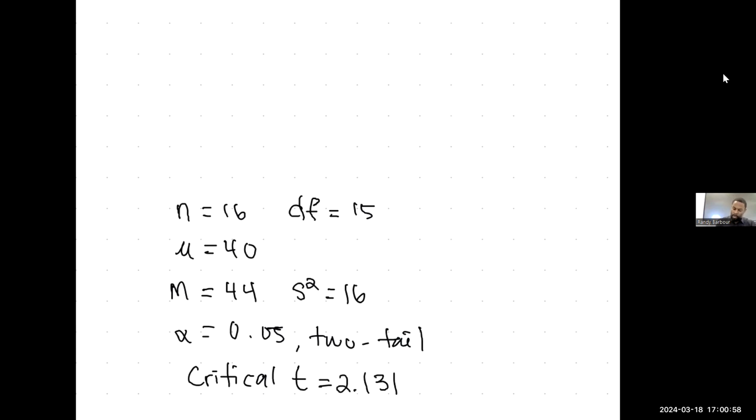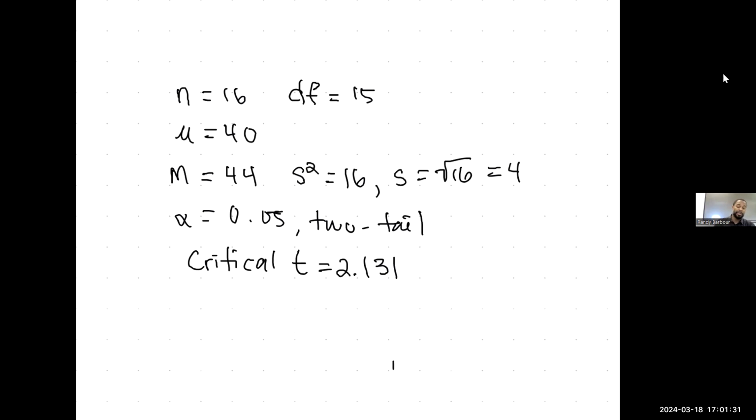Okay. What else do I need to calculate? I also need to calculate my standard deviation. In order to calculate my standard deviation for this sample, I take the square root of 16, which should give you 4. Okay, so I have a standard deviation of 4. So I'm getting everything I need so that when I calculate all my values, I've got it, right?